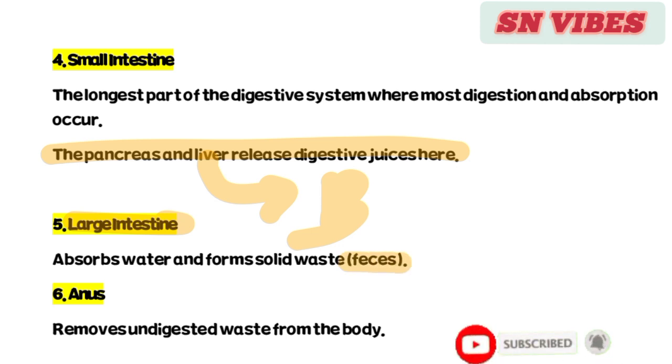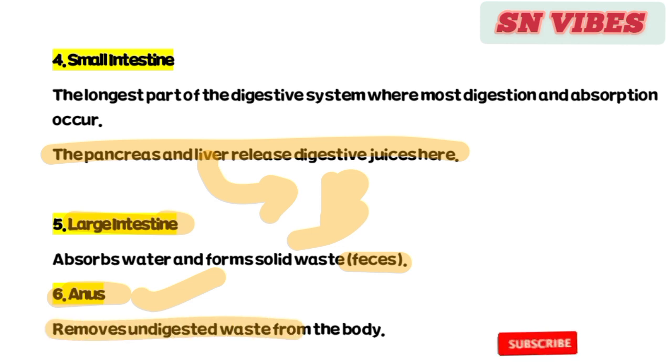And the last part is called the anus. Before the anus, there is also a part called the rectum. After the rectum, the anus is the last part of the digestive system, which helps in the removal of undigested waste from the body. Actually, undigested waste is normally not called food, so let us call it waste itself. So removal of the undigested waste from the body is done by the anus.